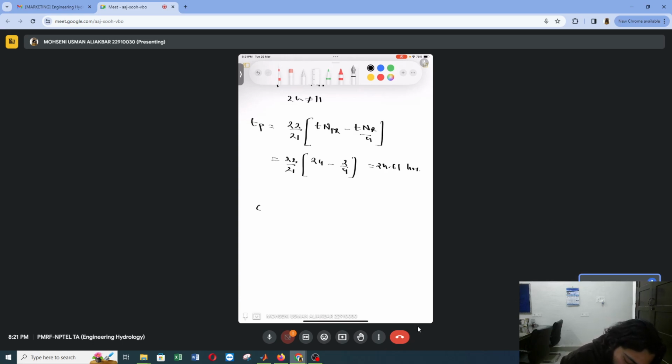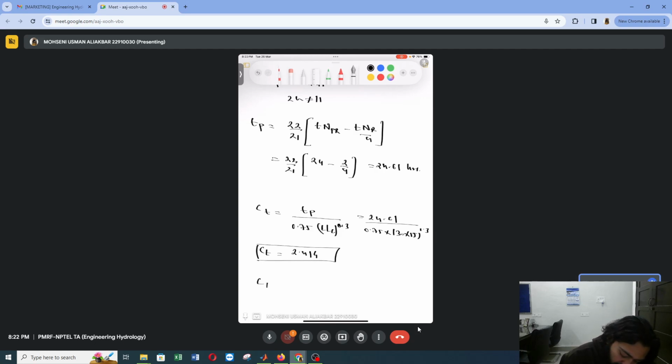So we can calculate the coefficient CT by using the formula of TP divided by 0.75 (L into LC)^0.3. So TP is 24.61 divided by 0.75, (30 into 15) raised to 0.3. So this will give us the value of the first coefficient, that is CT, 2.414.